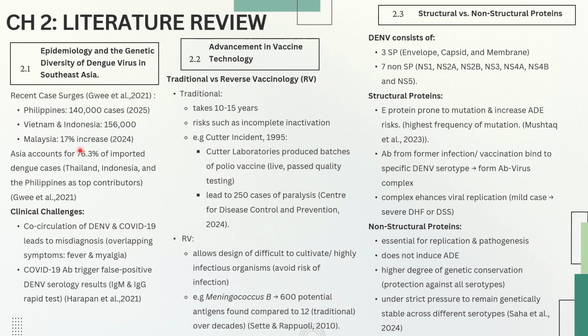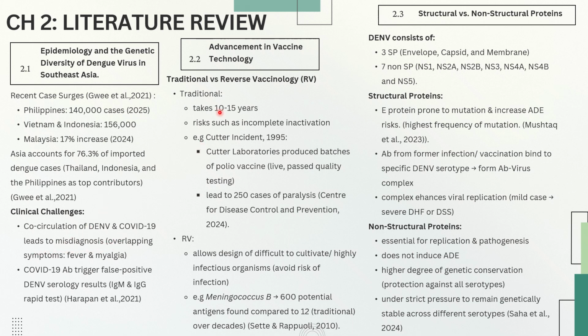In Chapter 2, my literature review further established Asia as the primary reservoir for global transmission, accounting for 76.3% of imported cases, especially the 5 countries which are Malaysia, Thailand, Vietnam, Indonesia, and the Philippines. There are also clinical challenges, where the overlap of COVID-19 and dengue virus symptoms leads to frequent misdiagnosis.